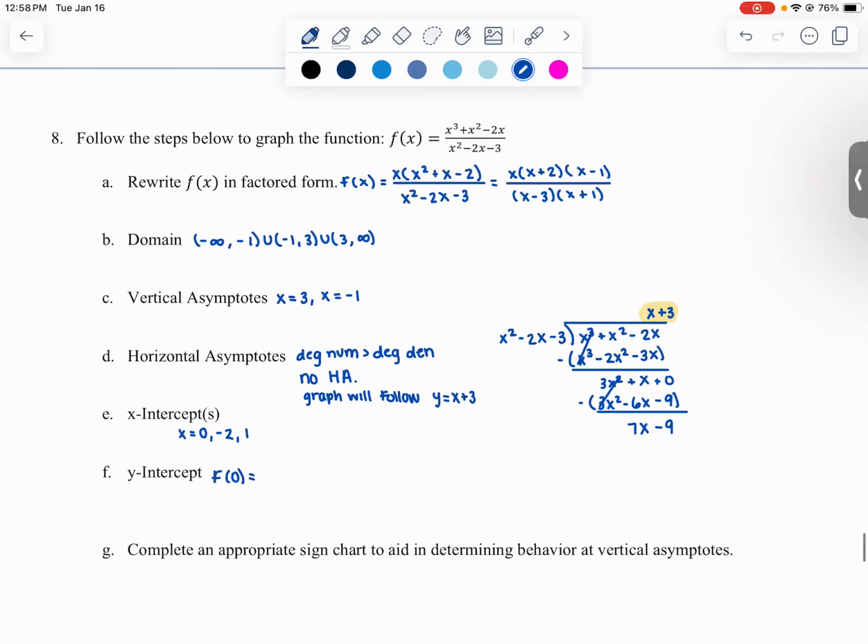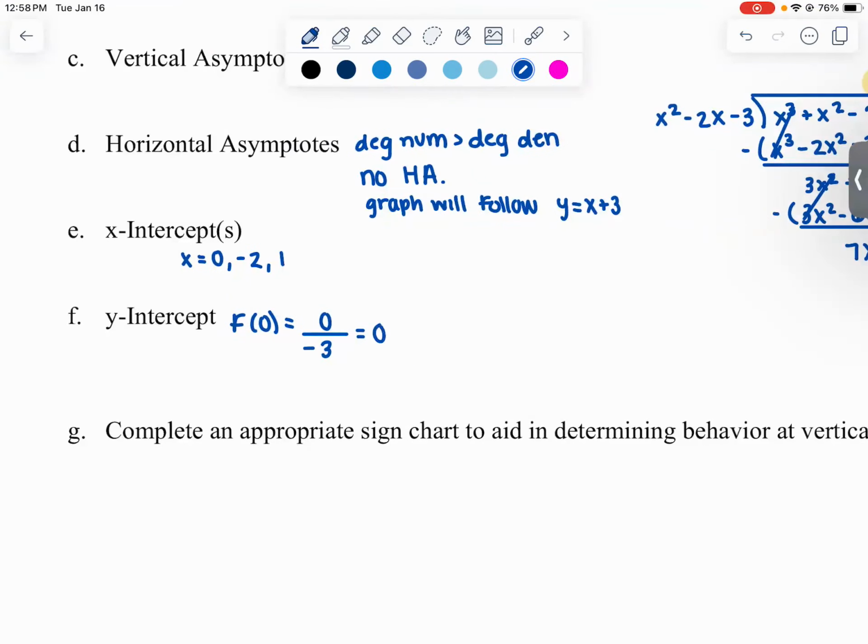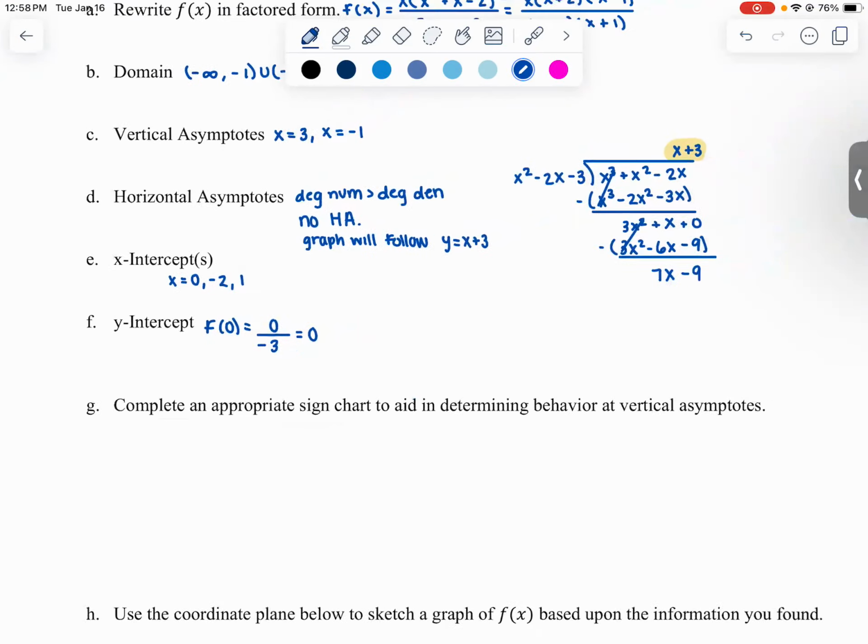And we would get a 0 for the top over a -3. Well, hopefully we all know that 0 divided by any number is in fact just 0. So it looks like we'll have an ordered pair at (0, 0), which is kind of fun. Next up, we are going to go ahead and do our sign chart.